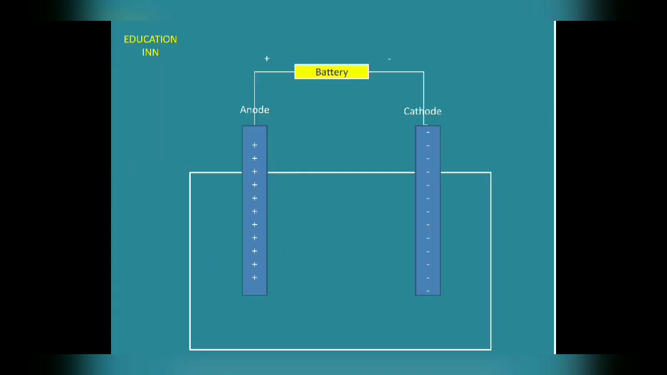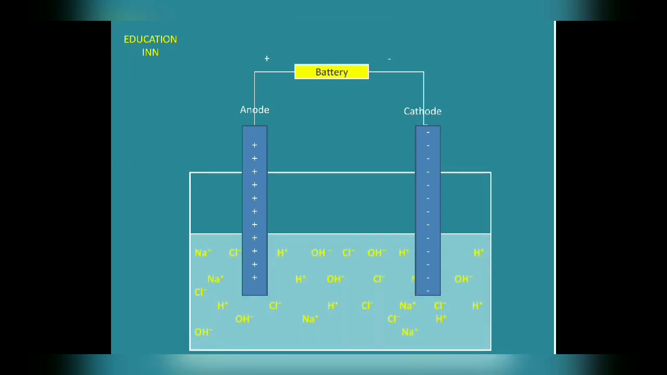This is an electrolytic cell. It consists of an anode, a cathode, and an external source of energy, which is the battery. There is a non-spontaneous reaction, and the electrolyte is an aqueous solution of sodium chloride. When the battery is off, the ions you can see are dispersed freely. But when the current is on, the battery is on, the reaction starts proceeding.